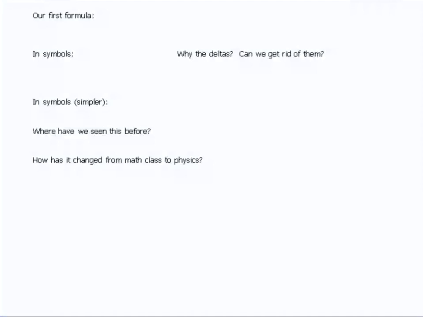This brings us to our first formula. Average speed. Speed in physics is really not as common as velocity. There is a difference, and we will address it soon. But average velocity equals distance over time.